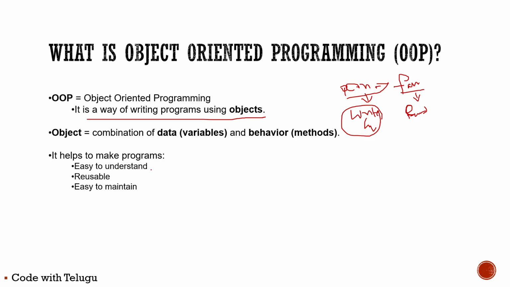What is the use of OOPS? The first one is that it is easy to understand. The code is easily understandable and reusable. The length of the code can be reduced. We can use some code, and if we want to use this code again, we don't need to write it again. We can use objects. These are the main uses of OOPS, and it is also easy to maintain.